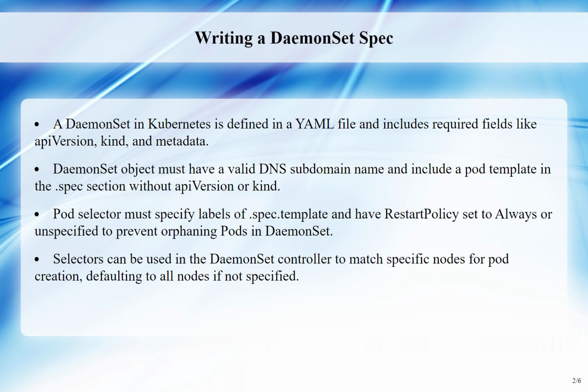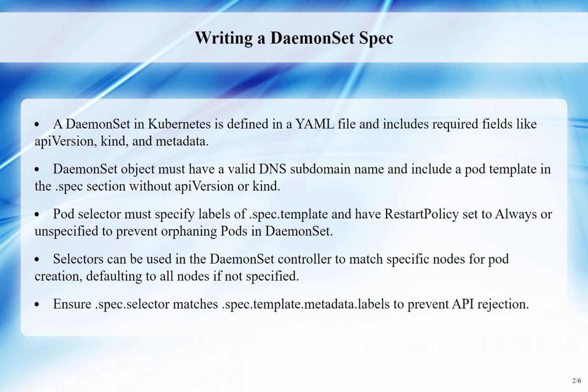The selector can consist of match labels and match expressions for more advanced selectors. The DaemonSet controller can create pods on specific nodes based on node selector or node affinity specified in the template. If neither is specified, pods will be created on all nodes. It is important to ensure that the spec.selector matches the .spec.template.metadata labels to avoid rejection by the API.